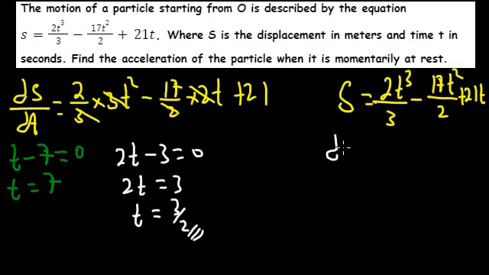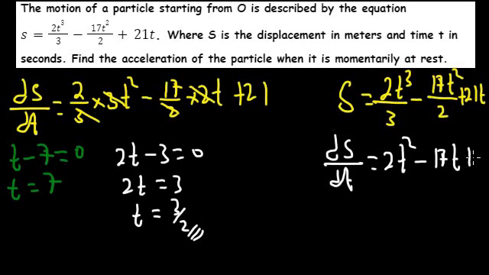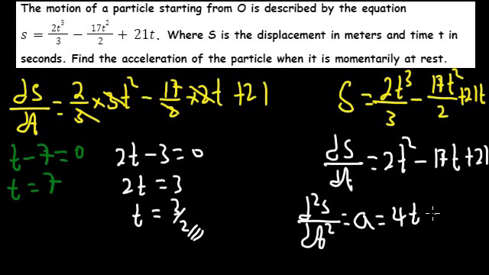Let me write that again. We said s of t is equal to 2t squared minus 17t plus 21. So therefore, d squared s by dt squared, which corresponds to the acceleration, becomes 4t minus 17. After finishing this entirely, perfect.